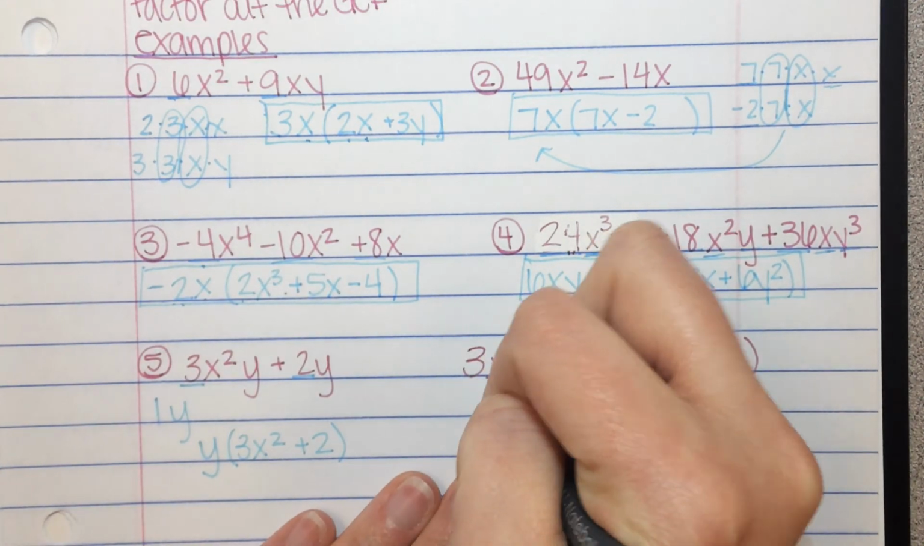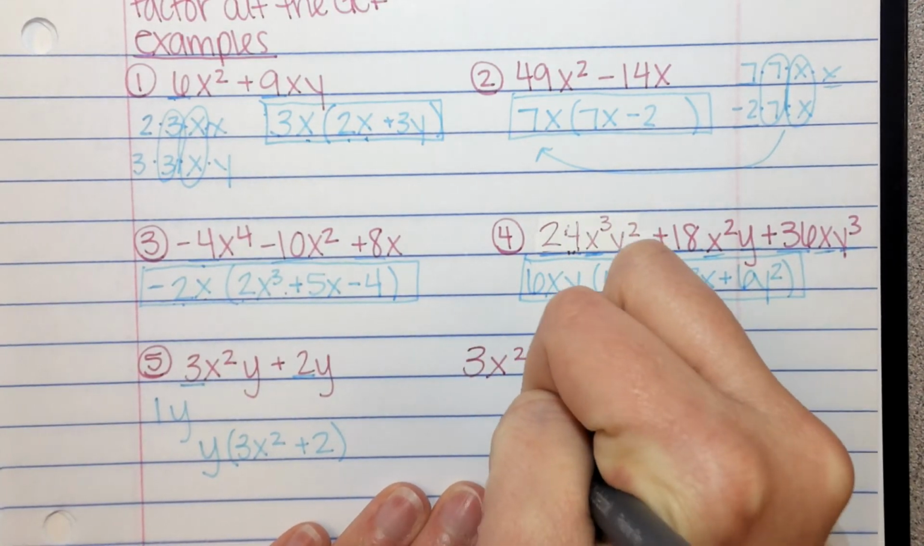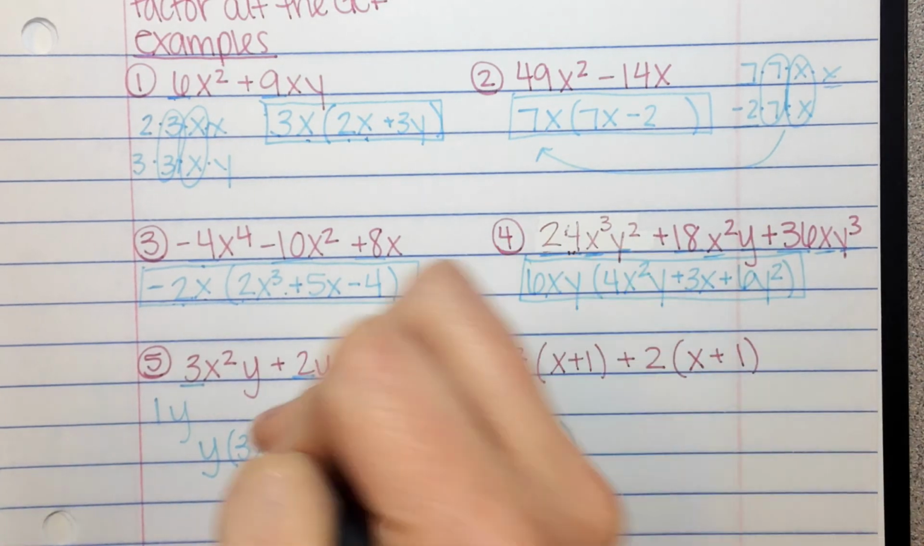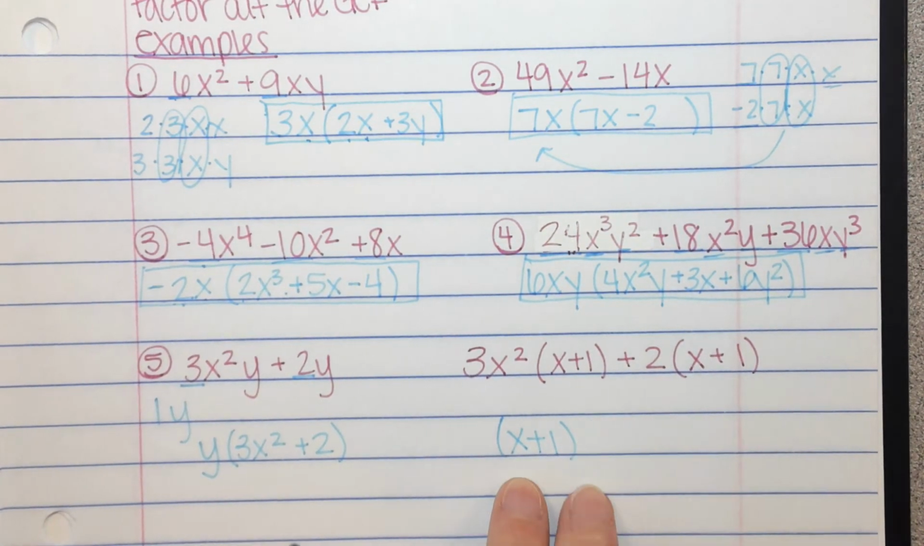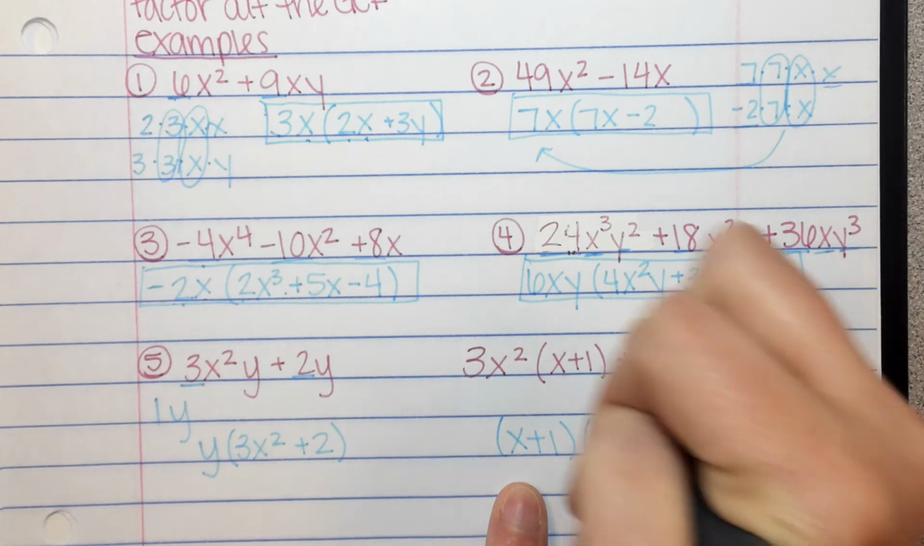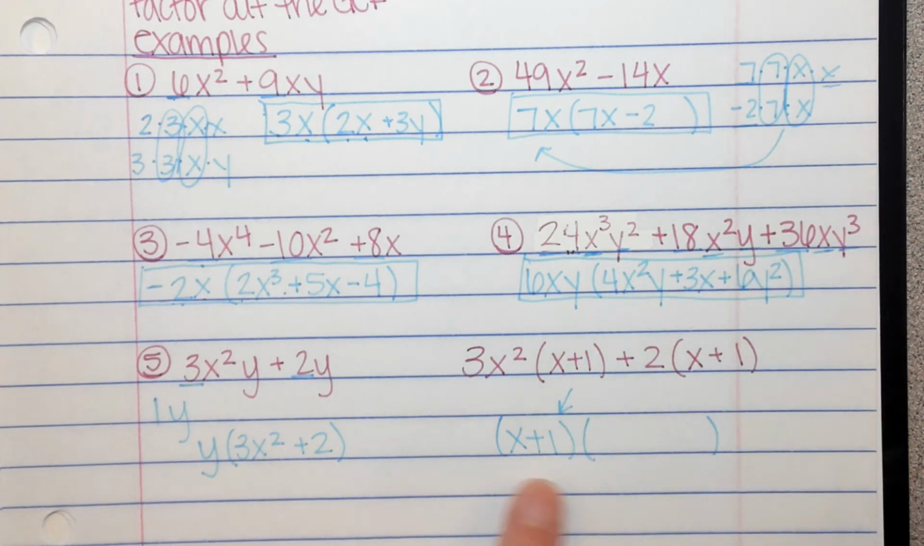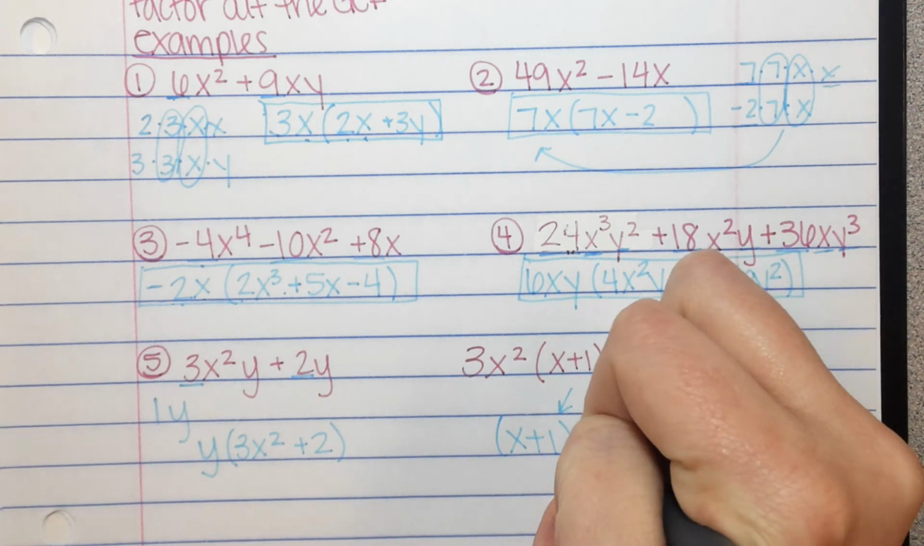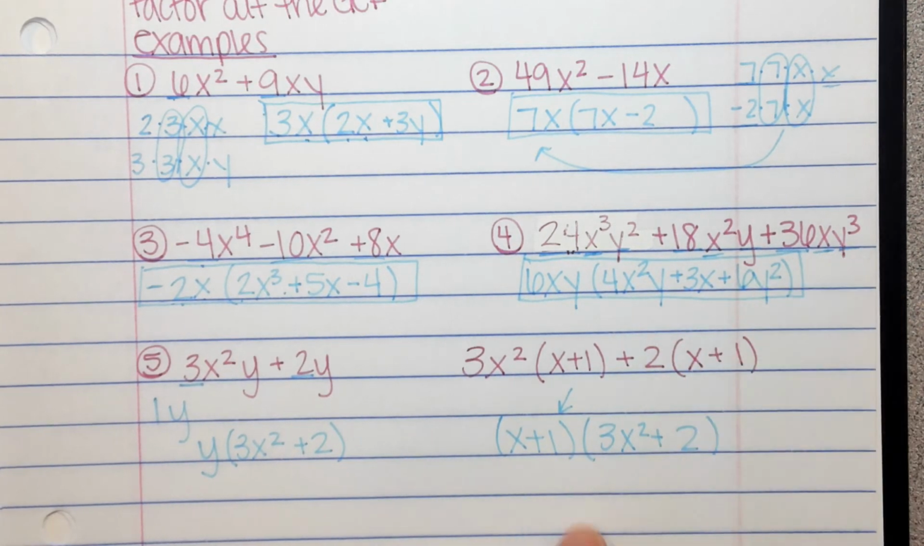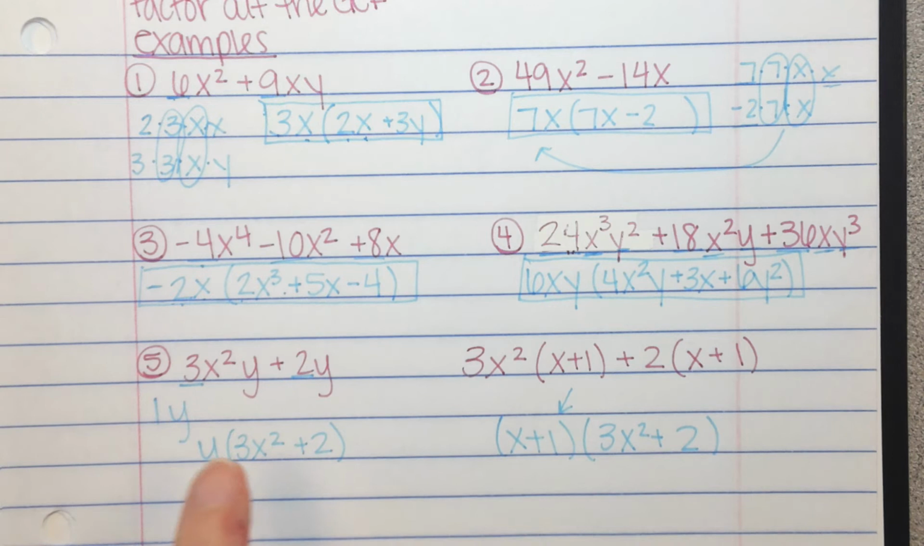So we can pull out that GCF, that x plus 1 is the greatest common factor. Okay, it's a GCF. And then we put what's left over in the parentheses. So we put x plus 1 as the GCF, and then we have 3x squared plus 2 left over. And so that's the same thing. It works the exact same way.